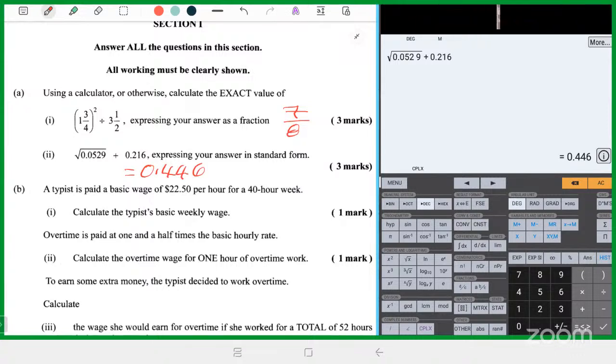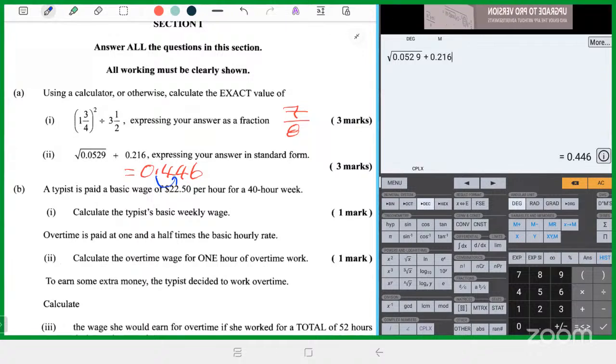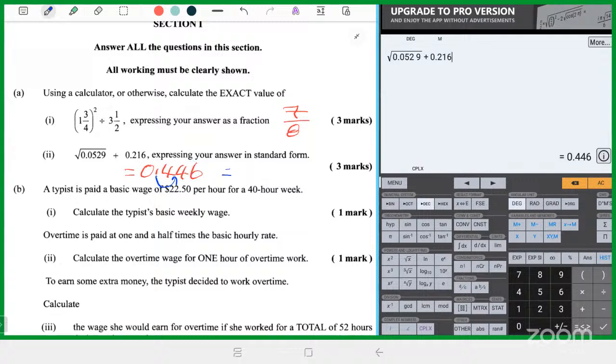But in standard form, you want the decimal point to be after the first non-zero digit. You want the decimal point to be here. So to get the decimal point there, you have to multiply by 10 to the 1. To balance out that multiplication by 10 to the 1, you have to multiply by 10 to the minus 1. So the final result will be 4.46 times 10 to the minus 1.